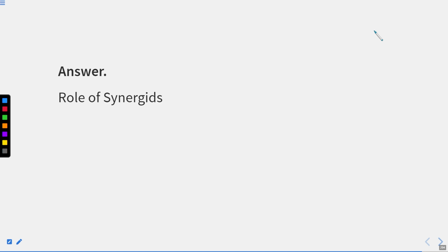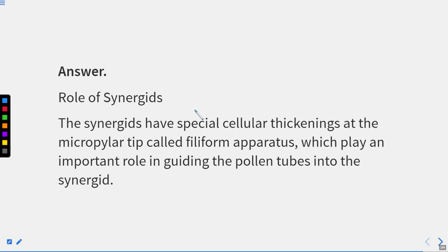Now let's discuss the role of synergids. So the second part of the question was you have to mention the role of the synergids. Now the synergids have special cellular thickenings at the micropylar tip, and these thickenings are known as filiform apparatus. So filiform apparatus is present within the synergids, and they are specialized cellular thickening. So you have to remember these things. And the third thing you have to remember, it is present at the micropylar tip of the synergids.